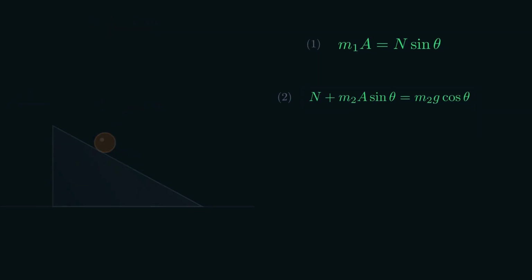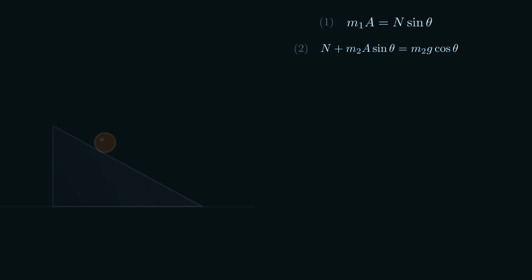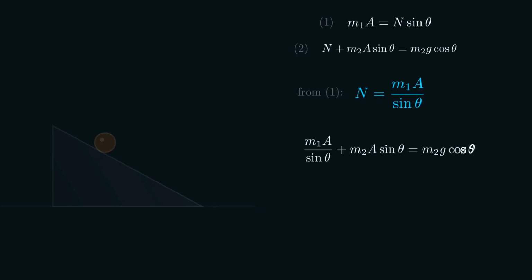And now, my favorite part. We've got two neat equations, and two unknowns, N and A. So let's eliminate N, and go hunting for A. Take equation 1, and just make N the subject. N equals m1A over sin theta. A simple rearrangement, nothing fancy. Now slide that into equation 2, everywhere we see an N. And to get rid of that ugly fraction, we multiply every single term by sin theta. Watch how nicely it tidies up.